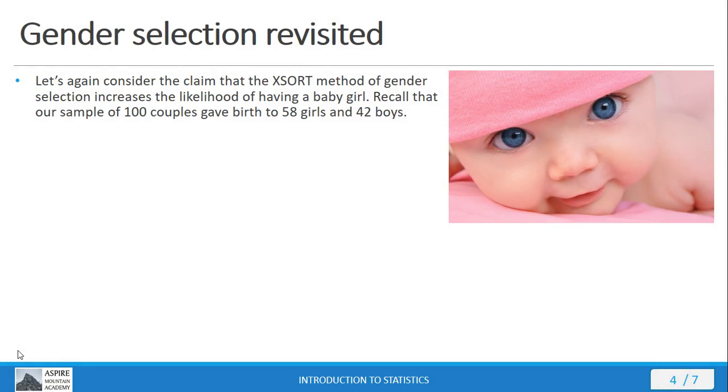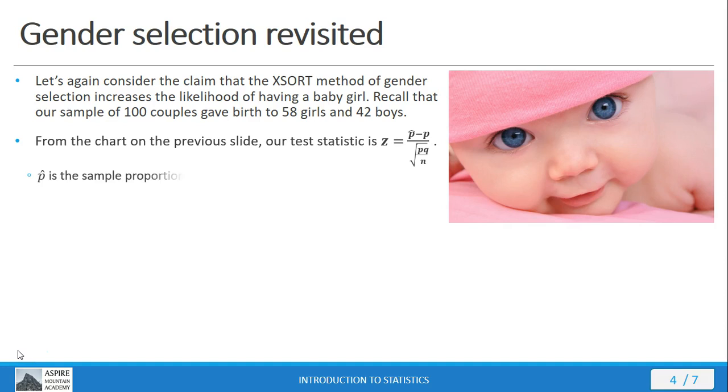Let's look back at the example that we saw in the previous mini lecture about this XSort method of gender selection that's claimed to increase the likelihood of having a baby girl. So from the chart that we saw just a moment ago, our test statistic is going to be the one for proportion, because we're looking at the proportion of girls amongst the 100 births. So here's our test statistic. And then let's look at each of the values here.